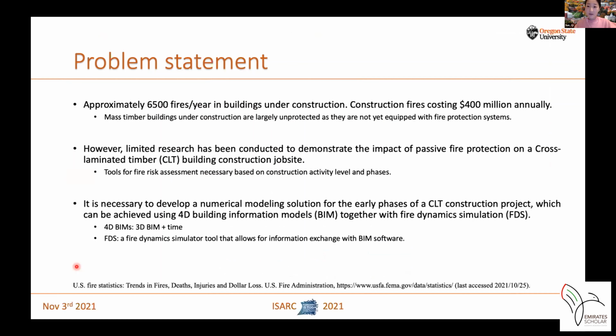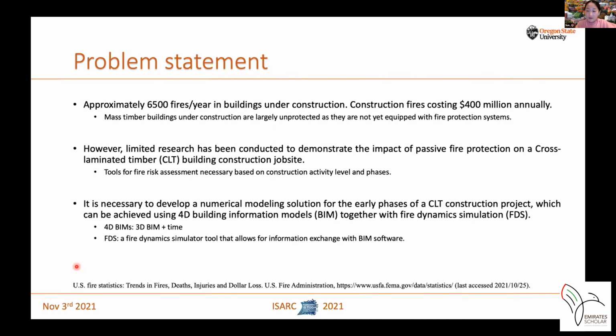life and building properties. According to the United States fire statistics, there are about 6,500 fires per year costing about $400 million annually. Mass timber buildings under construction are largely unprotected, as they are not yet equipped with fire protection systems. However, limited research has been conducted to demonstrate the impact of passive fire protection on a CLT building under construction, which poses a need for tools for risk assessment on this topic.